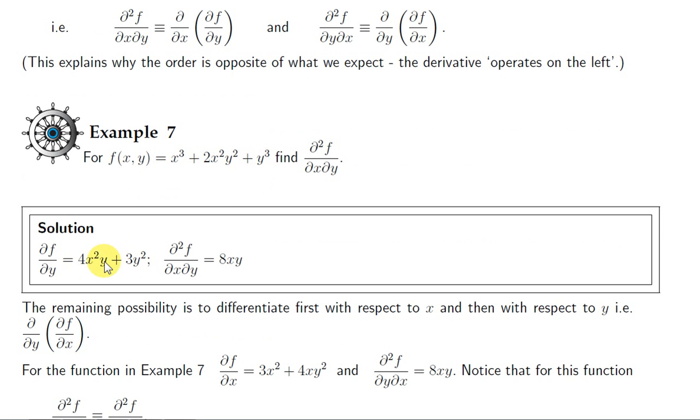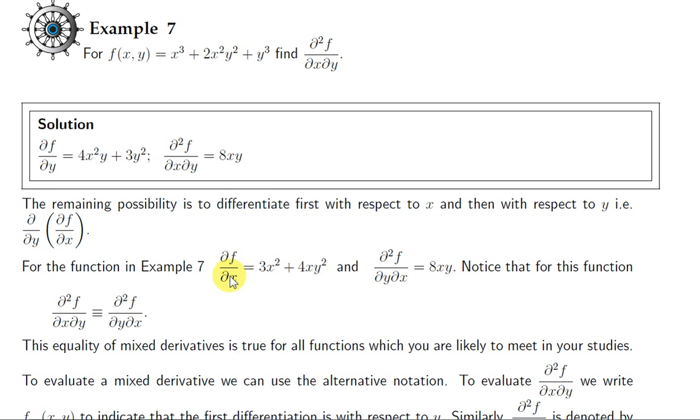Now we differentiate this thing with respect to x. So we treat y as a constant. So the 4x squared becomes 8x, and we have the constant y after it. We differentiate this with respect to x. Well, we get 0. Now what if we do the derivatives the other way around?